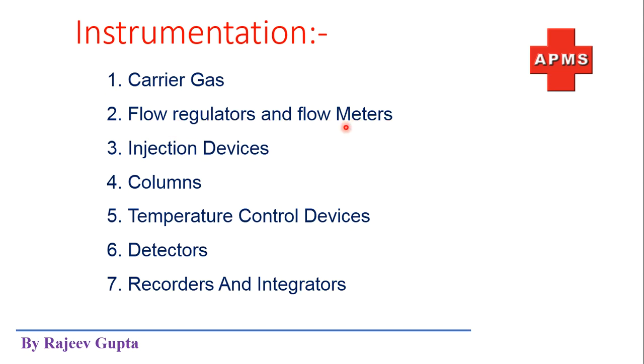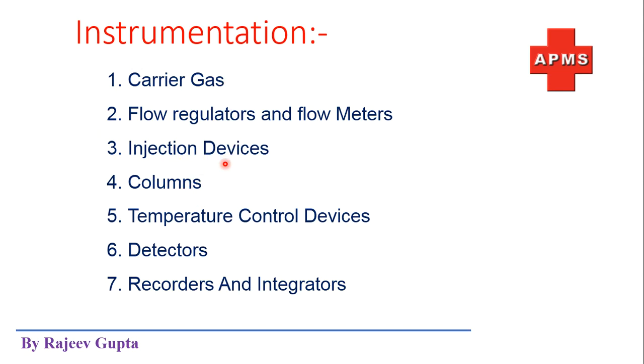Now flow regulators and flow meters. These regulators and meters control the flow of this carrier gas or mobile phase. Then injection devices. These devices are used to inject a sample inside the instrument. Okay, so in the instrument, these type of devices are already attached, where we inject a sample, which could be a very small amount, micrograms, or very less amount. These could be injected through these devices.